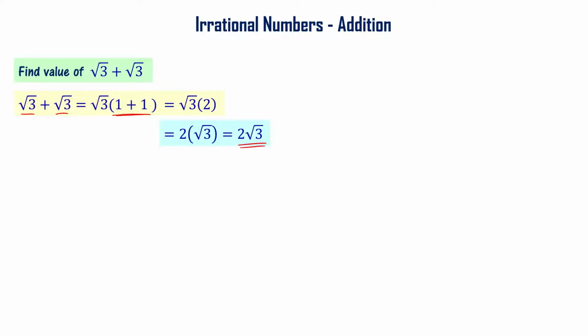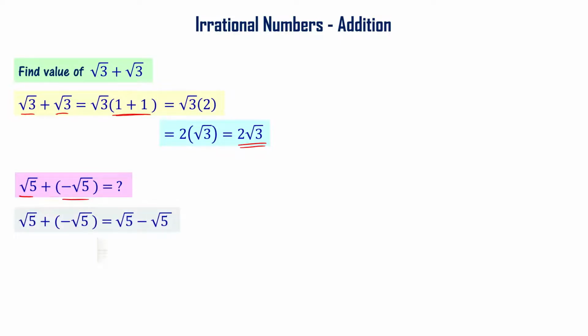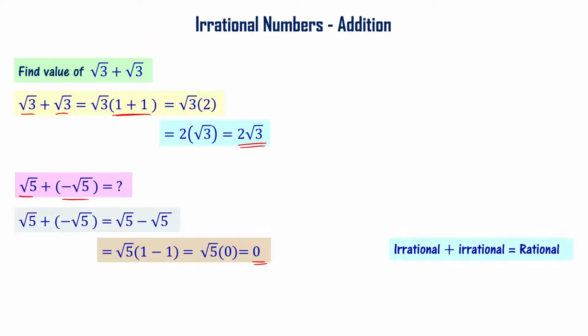2 times root 3 is an irrational number, right? Now look at this problem. Root 5 plus minus root 5. We are adding root 5 and minus root 5. Both are irrational numbers. But when you add them, what you are going to get is 0 as the answer. 0 is a rational number. For that reason, we can say that in this particular case, we have seen that irrational number plus irrational number gave us a rational number, right?